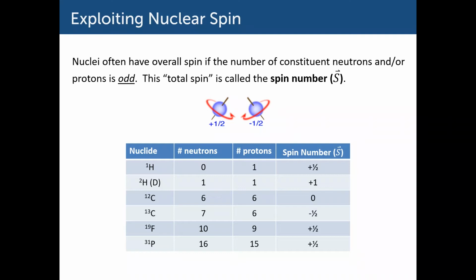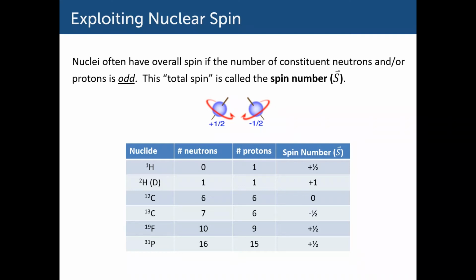So you see a table here for the hydrogen nucleus, 1H, right? There's one proton, no neutrons. So we've got an odd number of protons and a spin number that's not 0. That's the only thing I care about here. The spin number cannot be 0. So you can see that there are a few different kinds of nuclei for which this is relevant.